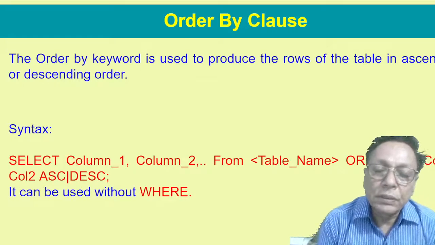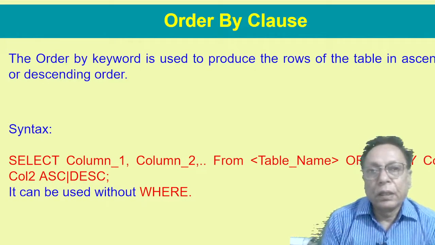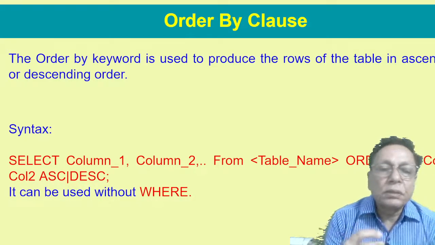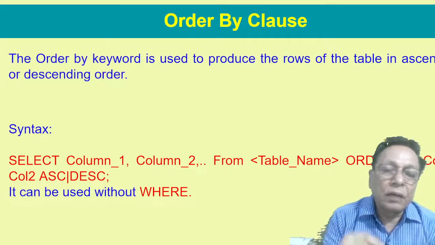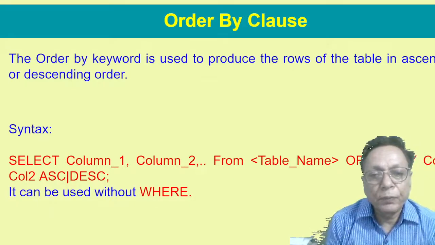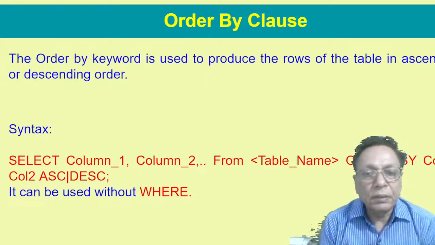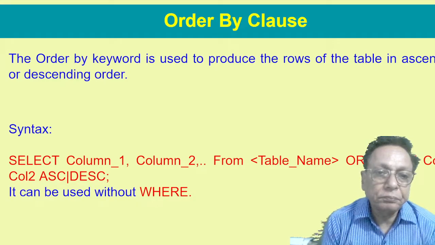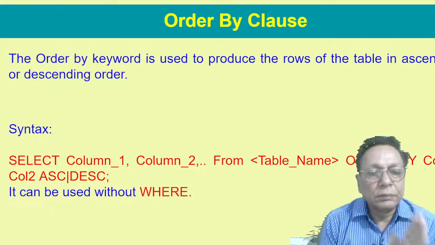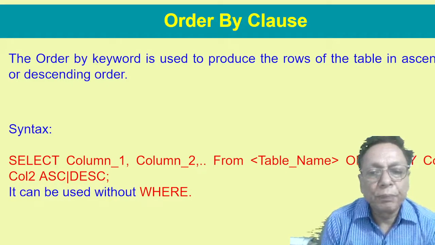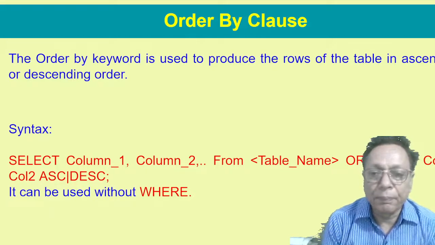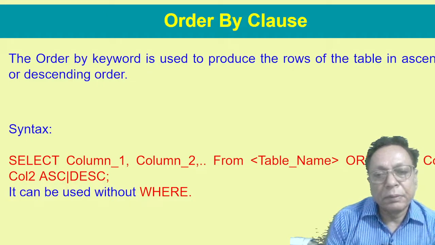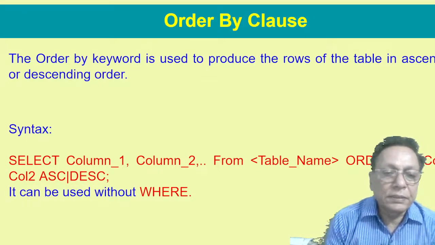But one thing you must note is that if you apply the ORDER BY clause, the records of the table are virtually sorted, not physically sorted. Means the table content will not be sorted, but it will produce the sorted output. So you can see them and use them, but the records in the table remain as they are.